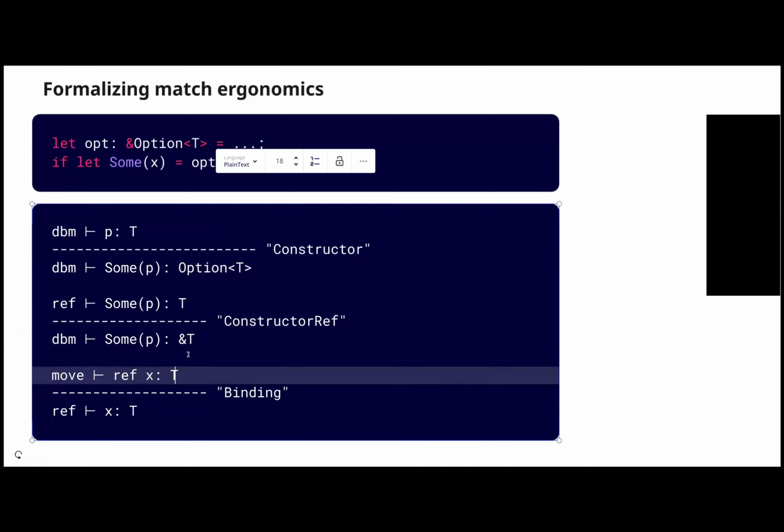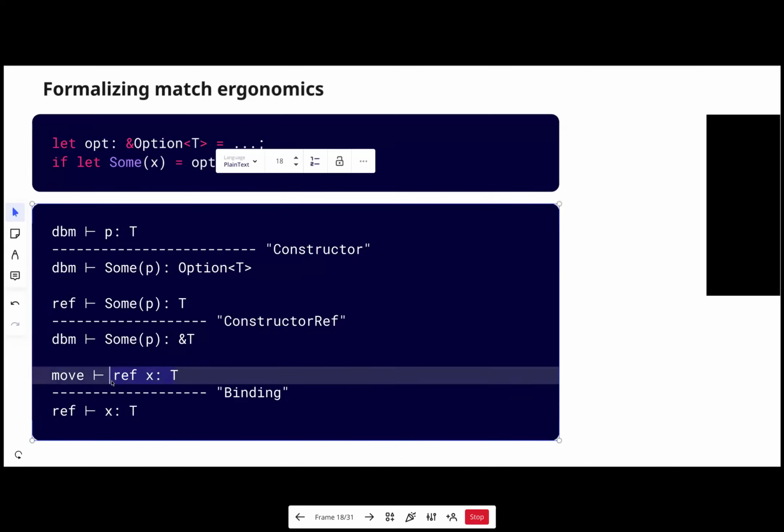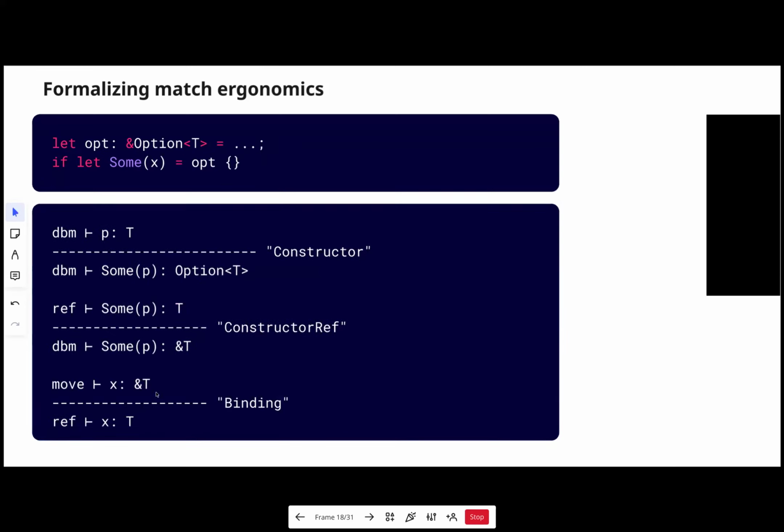So if the default binding mode is ref, and I'm trying to pattern match a binding on type T, then it's the same. It's valid if ref X is valid for type T, or as I had written it previously, it's valid if X is valid for type &T. And this is the rule where, when there's a default binding mode, we auto-borrow any bindings.